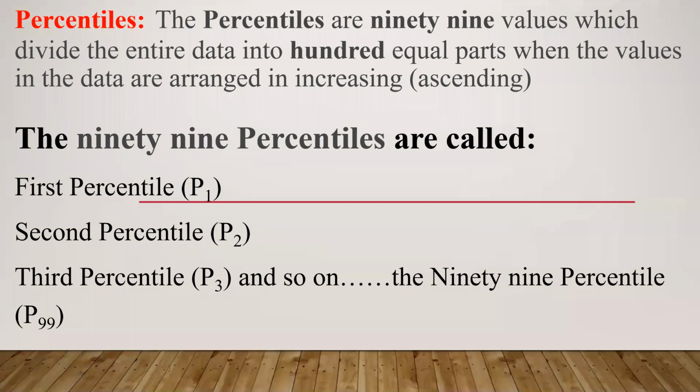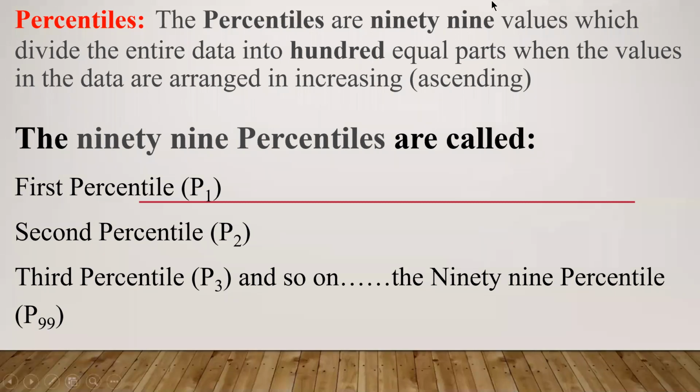After that, yesterday we have seen what are deciles. Deciles are 9 values which divide the entire data into 10 equal parts after you arrange the data in the increasing order. There are 9 deciles. They are called first decile denoted by D1, second decile denoted by D2, and so on. The last one, ninth decile, denoted by D9. Then we have seen how to calculate the deciles for the given data of discrete or continuous type, right?